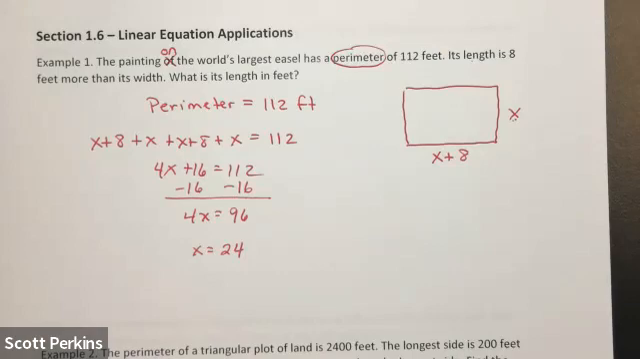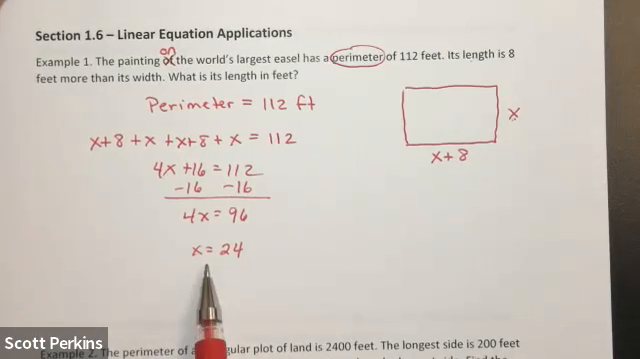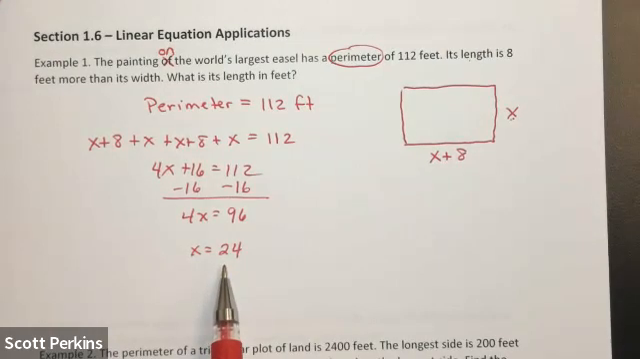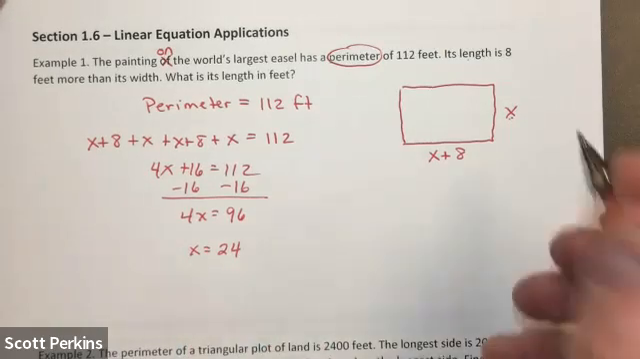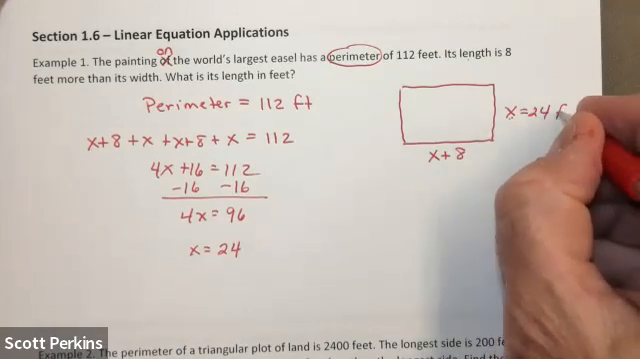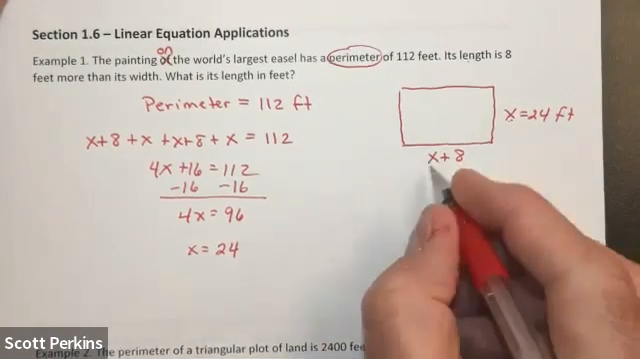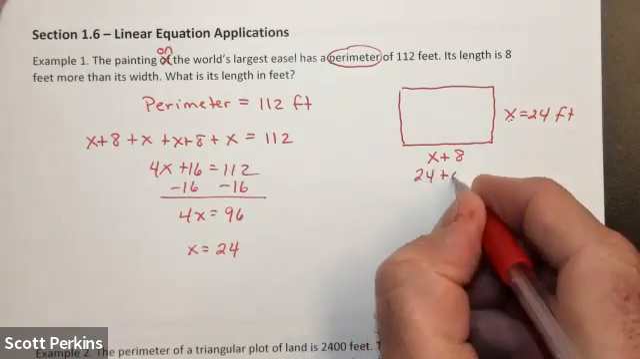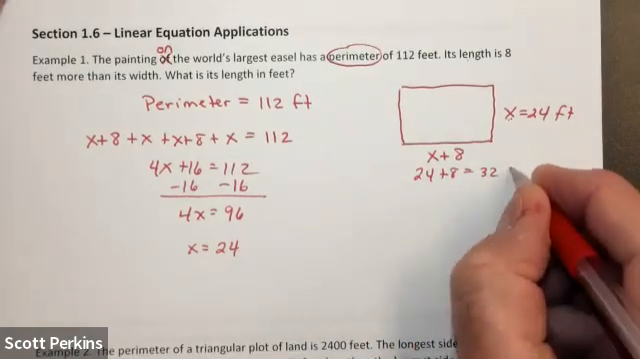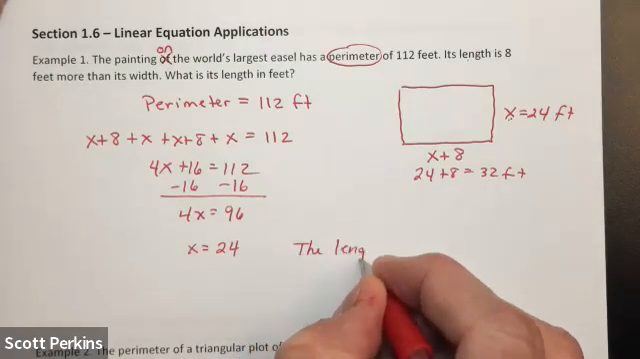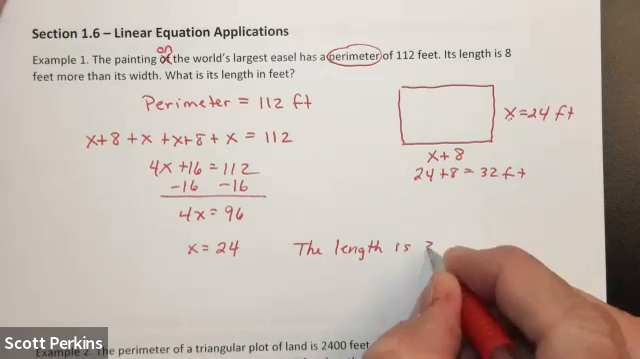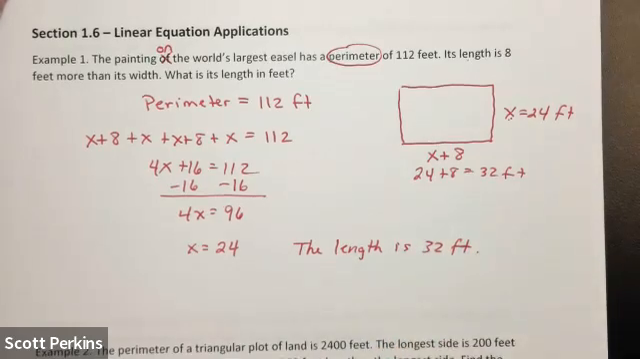So just always answer the question. That is the last and probably most important thing to do. The question is, what's the length? Is the length 24? No, let's look at our picture. What does X represent? X represents the width. So to get the length, I'm going to take that 24 and add 8 to it, and we get 32. So then to answer the question, it just looks like this. The length is 32 feet. There we go. And we're done with the problem.